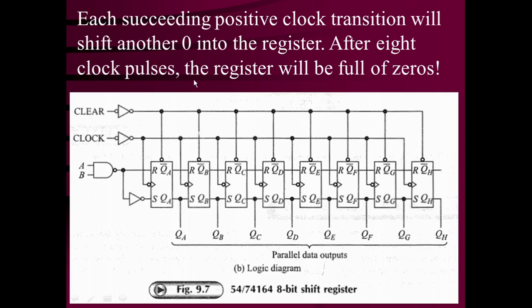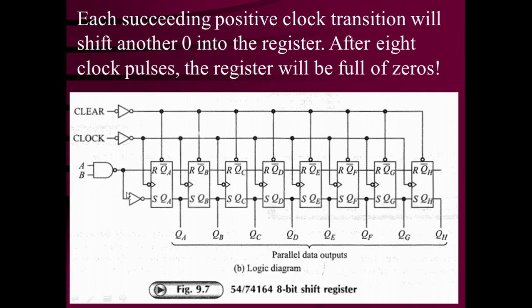After 8 clock pulses, the register will be full of zeros. Now you can see that this is the input A and B of the NAND gate. A is the serial data input. B is the control line here. If this control line is high, data at the input A is inverted, and that inverted data is available to the R input of the first flip-flop.